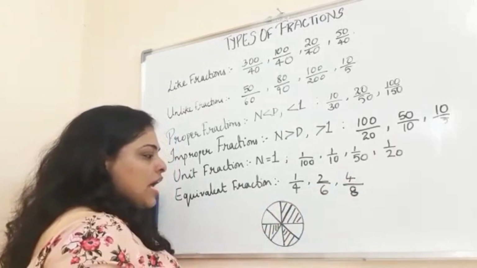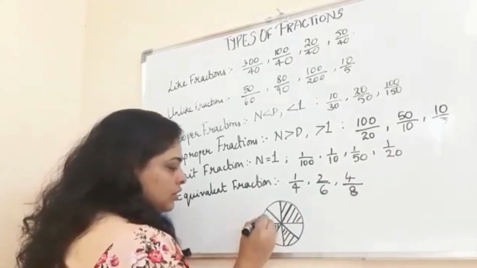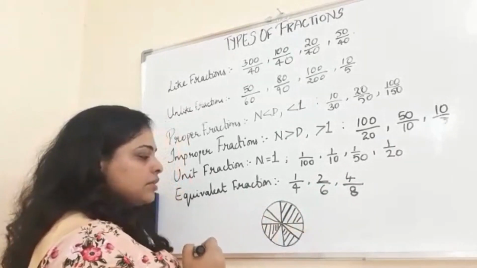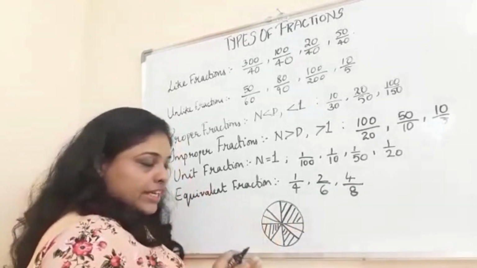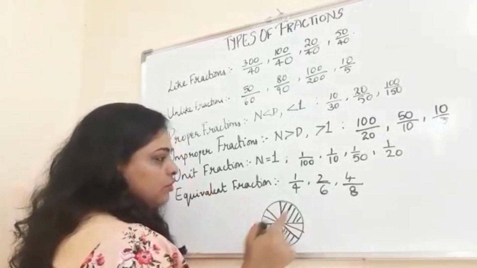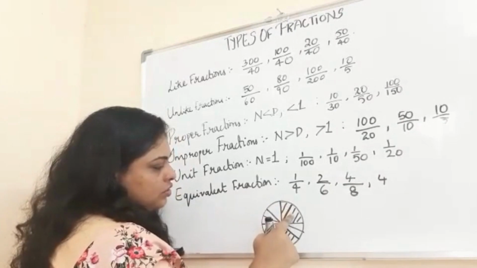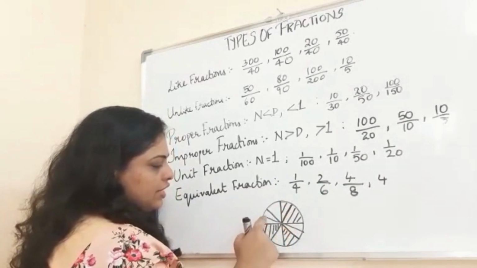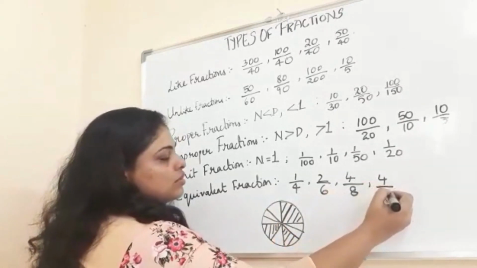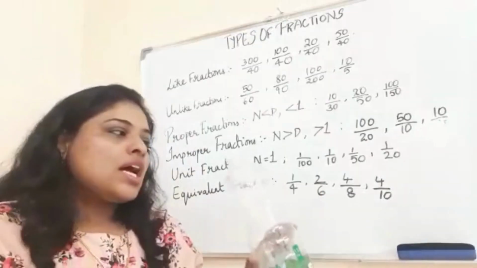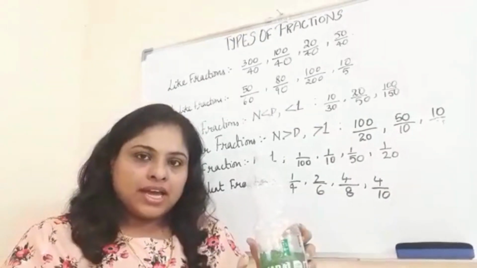4 by 8. I'm still not satisfied. I'm trying to divide equally here in between. Now I'm not going to shade any portion. So how many? 1, 2, 3, 4. 4 parts are shaded. 1, 2, 3, 4, 5, 6, 7, 8, 9, 10. 4 by 10.